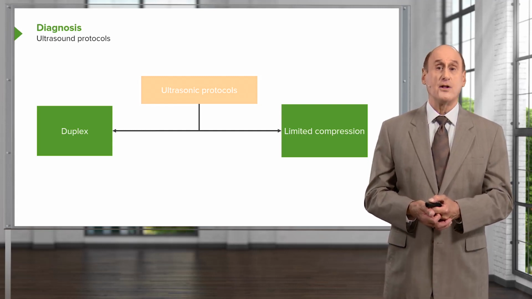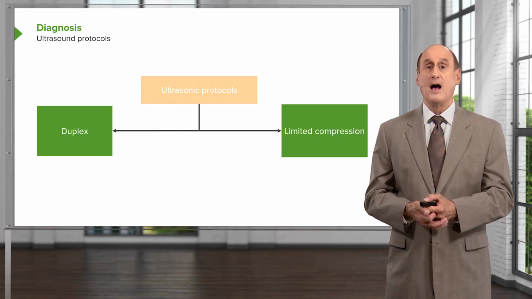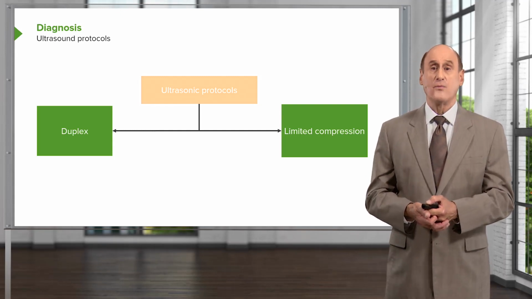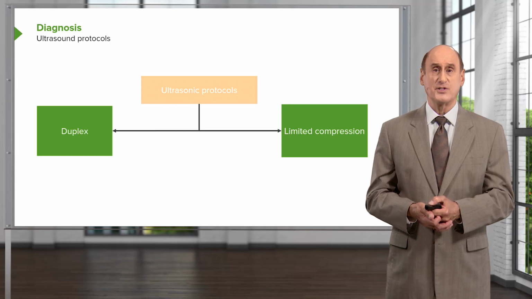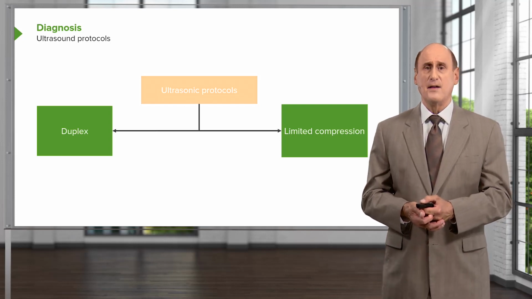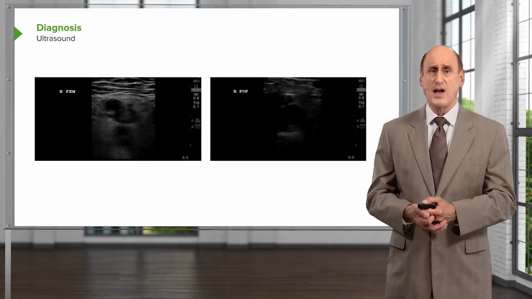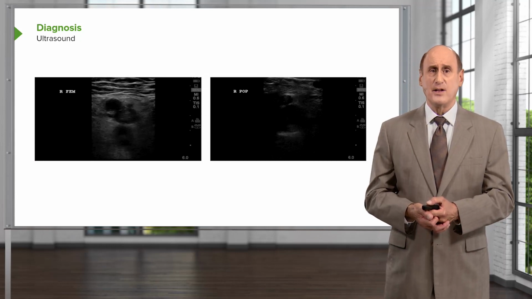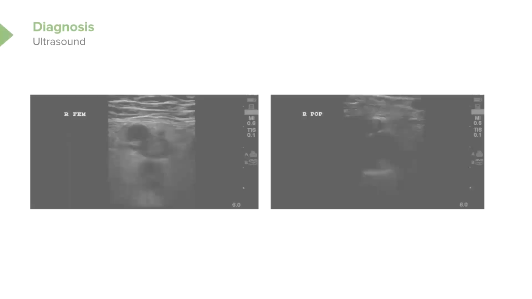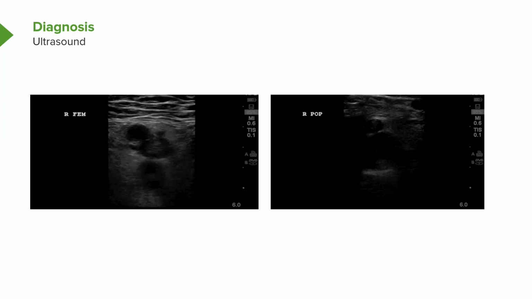The duplex ultrasound and the limited compression are really very good tests for diagnosing DVT. These figures are not easily seen, but on the one on the left, actually there is a clot in the vein, and the one on the right, there is failure of the vein to collapse when the calf is squeezed.